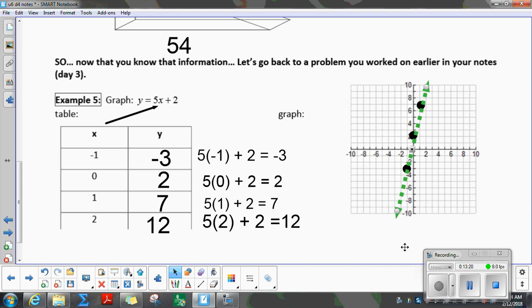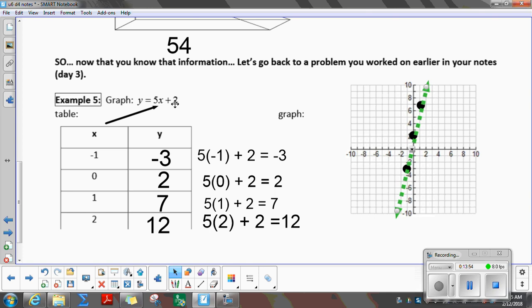Okay, so I want to talk about this equation though. In this equation, we have 2 right here. We also have 2 here. 2 is our y-intercept, and that's always the number that's being added to x, or subtracted from x. That gives you your y-intercept. The other number, the 5, tells you your slope. So from this point to this point, I end up going up 5 and over 1, which I get 5 over 1, which simplifies to 5.